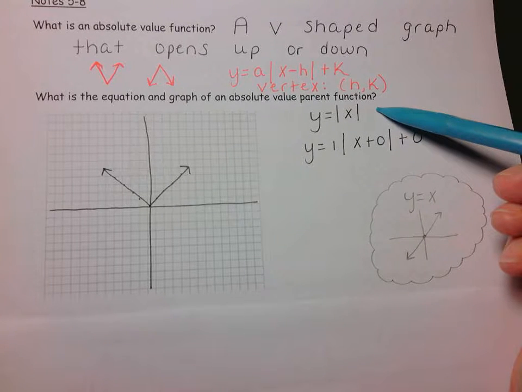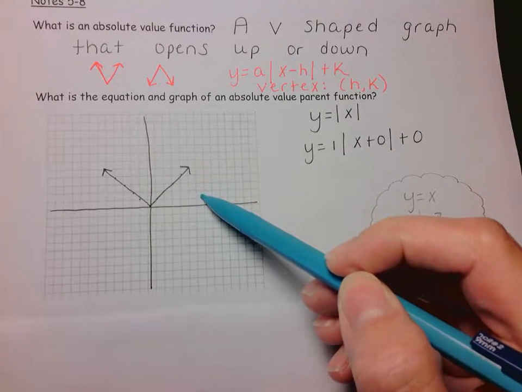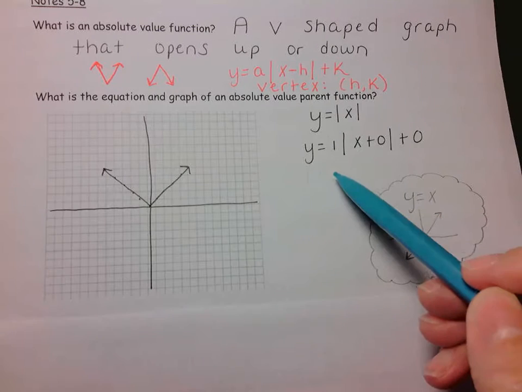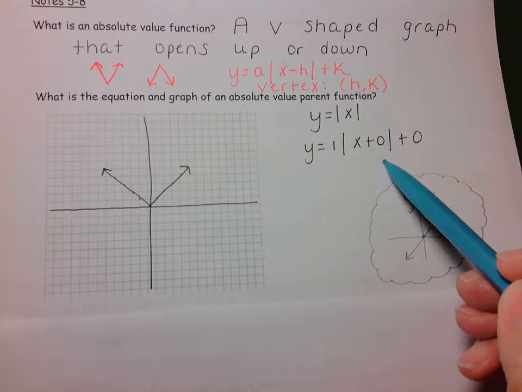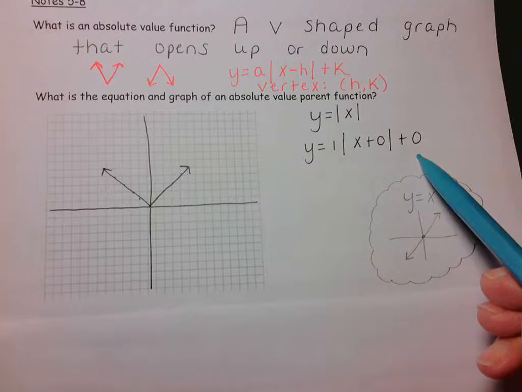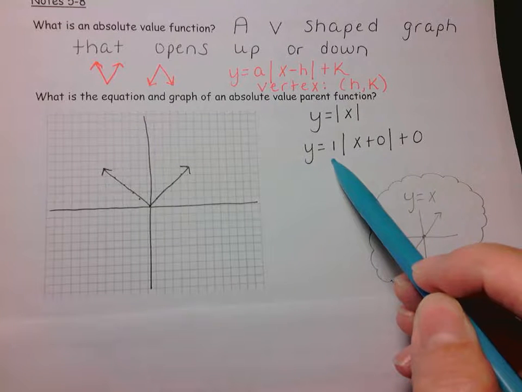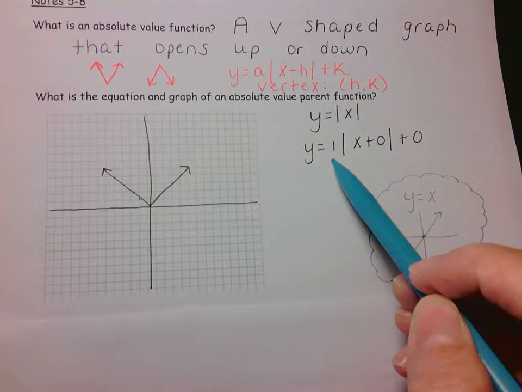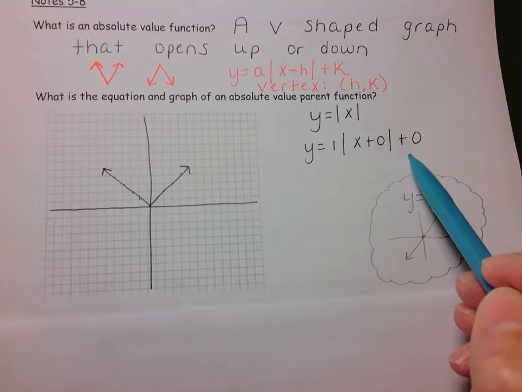This is the equation of an absolute value parent function, and this is the graph of an absolute value parent function. So if we write out the equation of an absolute value parent function, what do we see? What does this tell us? It tells us that a is 1 and our vertex is at 0, 0. So from that, what can we do?